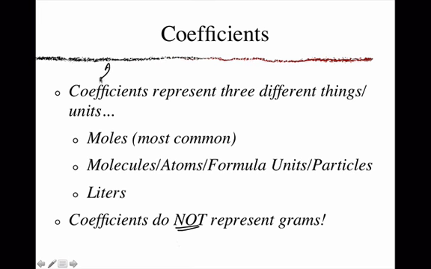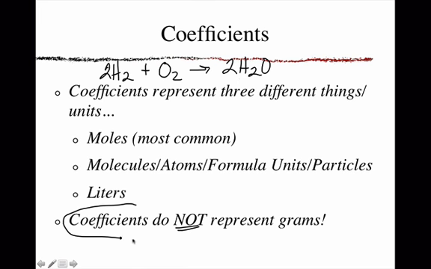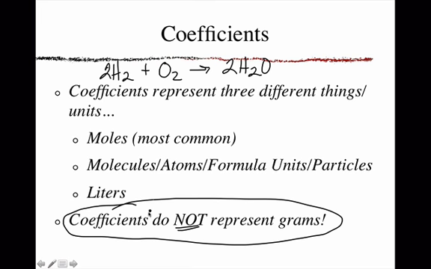So it's important when you see these reactions, like this one, what this is not saying is that 2 grams of hydrogen react with 1 gram of oxygen to give you 2 grams of water. That is not correct. This is saying 2 moles of hydrogen react with 1 mole of oxygen to give you 2 moles of water. It's also saying 2 molecules of hydrogen react with 1 molecule of oxygen to give you 2 molecules of water. So it's really important that you understand that those coefficients are not grams. They can be moles, they can be particles, but they cannot be grams.